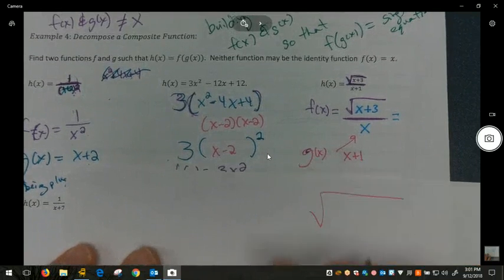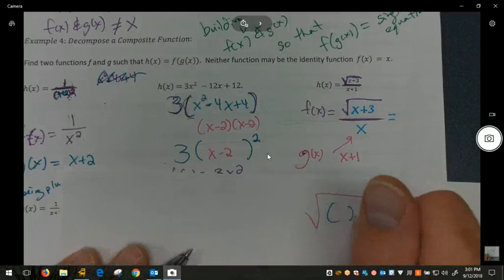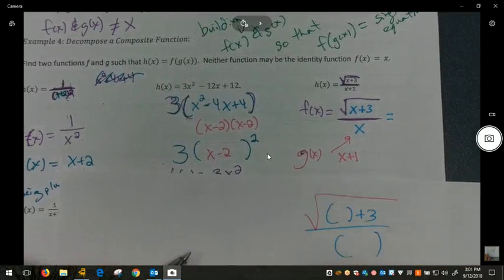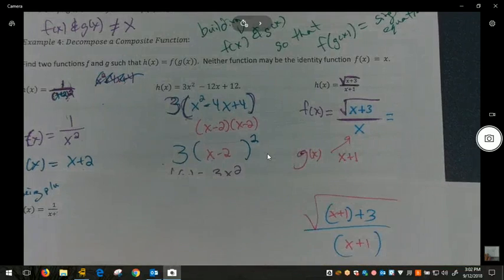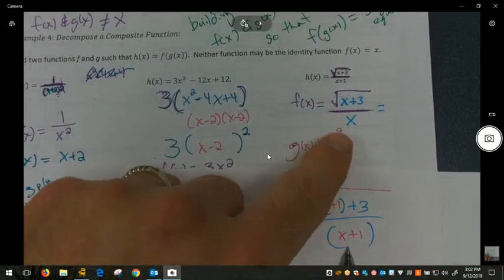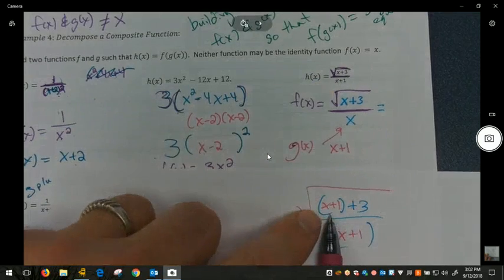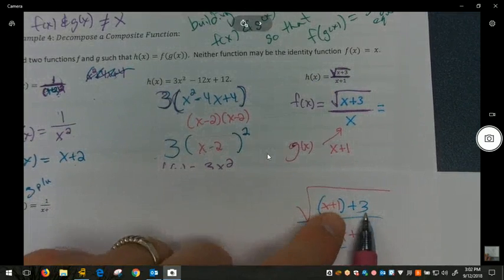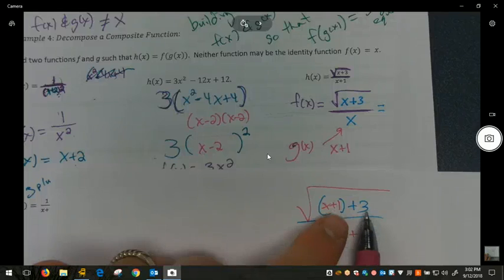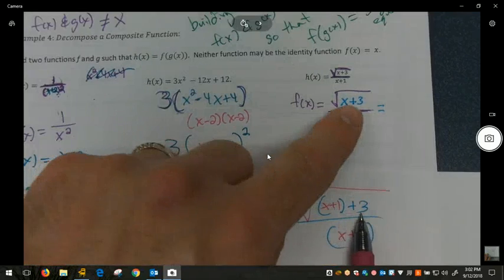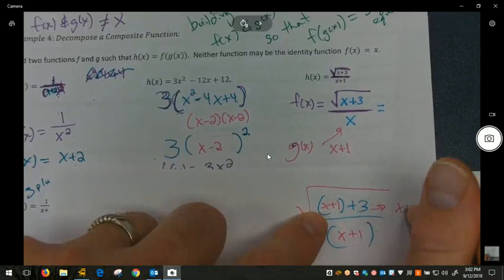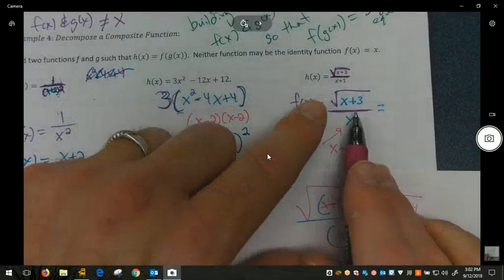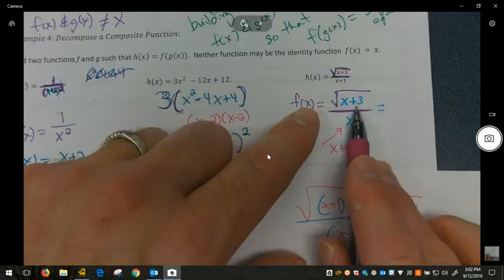If I do this, I have square root of x plus 3 over x plus 1. Like, that's not right so far. Well, this part is. When I plug this in, that bottom's exactly what I want. Unfortunately, the top becomes a 4. I don't want it to be a 4. I need it to be x plus 3. So if it becomes x plus 4 under that radical, then I have to change this slightly.